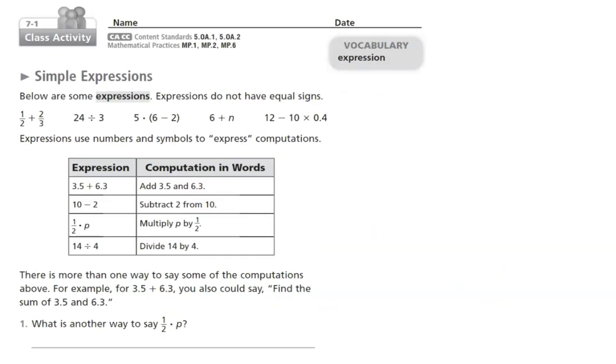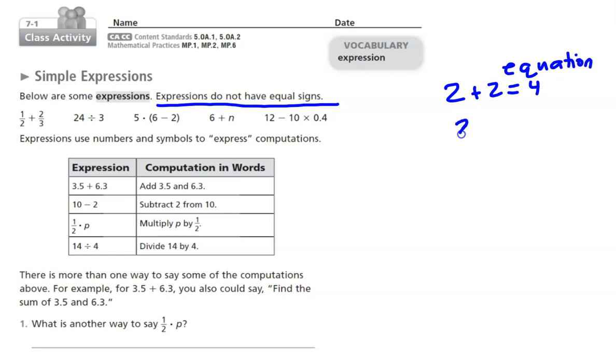So if you'll remember, an expression is actually something that does not have an equal sign. So for example, 2 plus 2 equals 4 is an example of what we call an equation, but an expression is when they just are telling you something like 2 plus 2. So here are some examples here. 1/2 plus 2/3. It doesn't have an equal sign, so we just call it an expression.